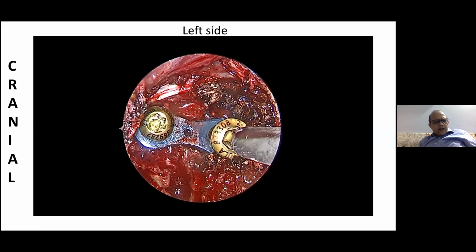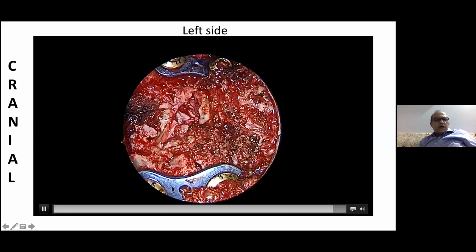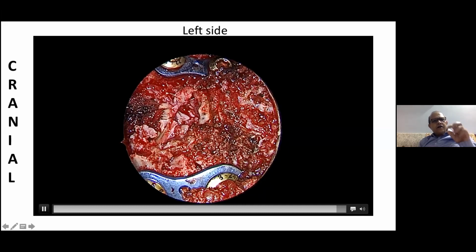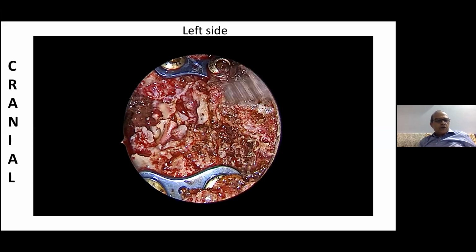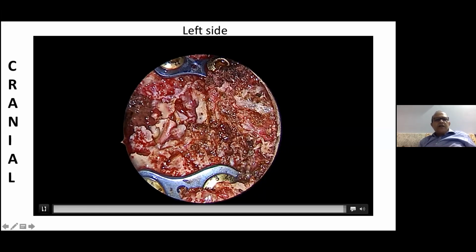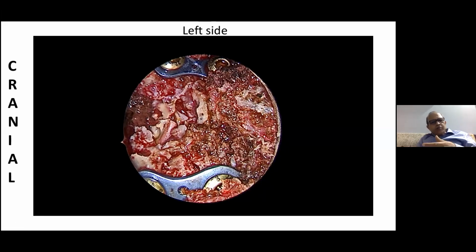In the end, first you tighten the C1 screw, and then the final tightening of the C2 screw should be done in the end. By doing that, you pull C2 posteriorly. And the other thing which can be done is that you make the convexity posteriorly.